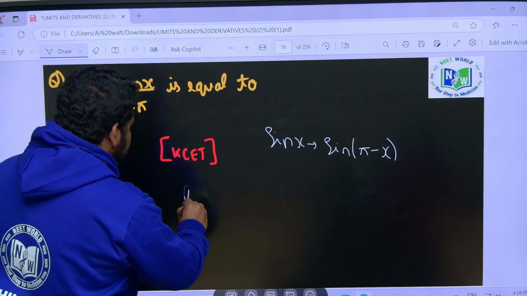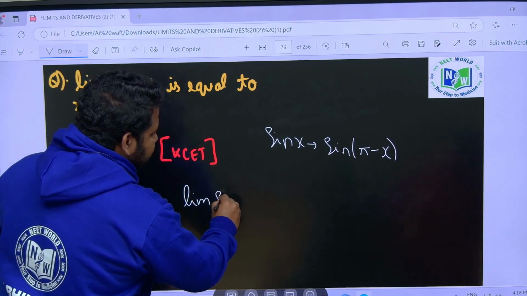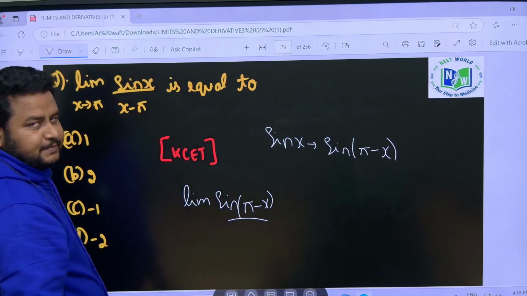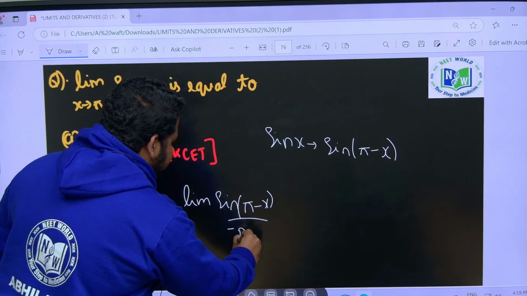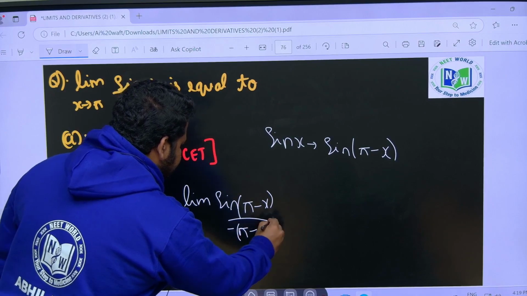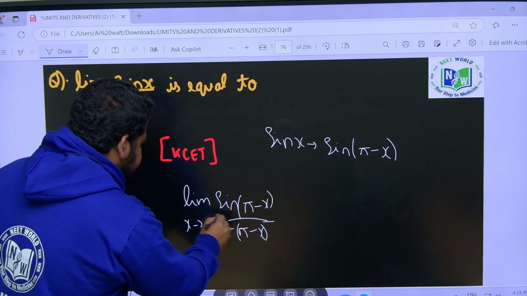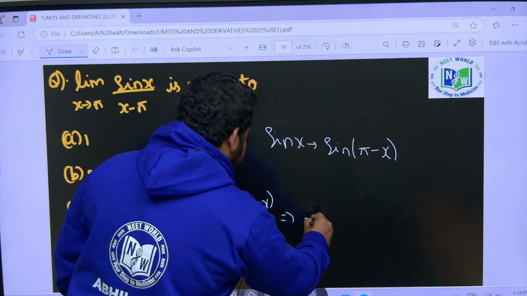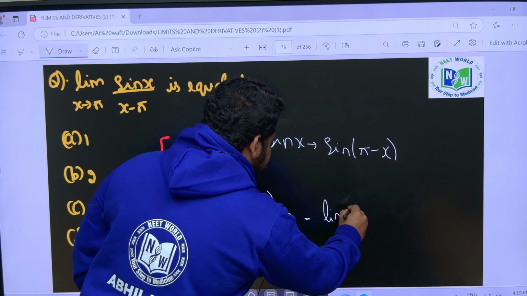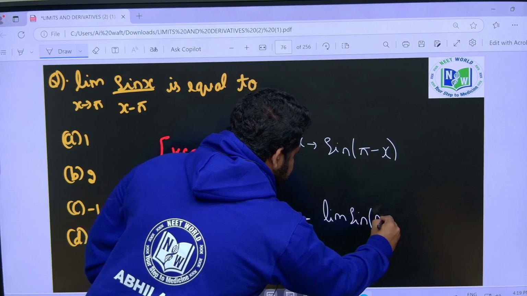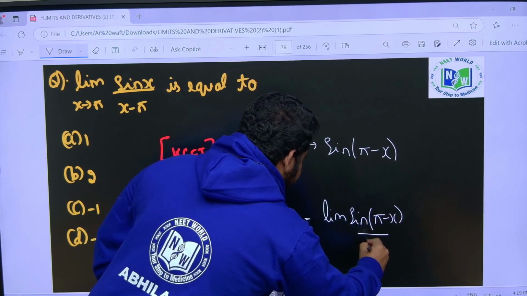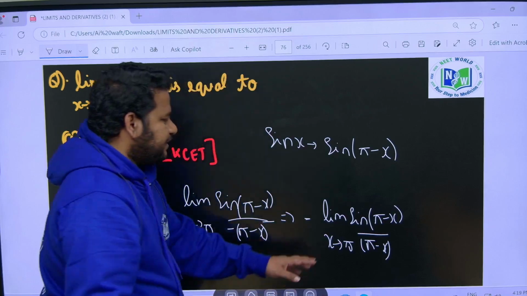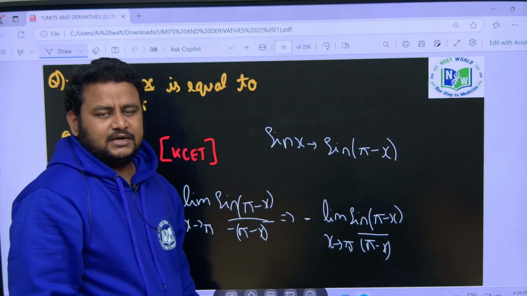So this will become limit of sin of (pi minus x) by, instead of writing x minus pi, I can write it as minus of (pi minus x). Why? I'll tell you. This minus sign I'll take outside. This will be minus of the limit of sin of (pi minus x) by (pi minus x) as x tends to pi. This is nothing but what, friends? We have learned the trigonometric limits. That is a property.